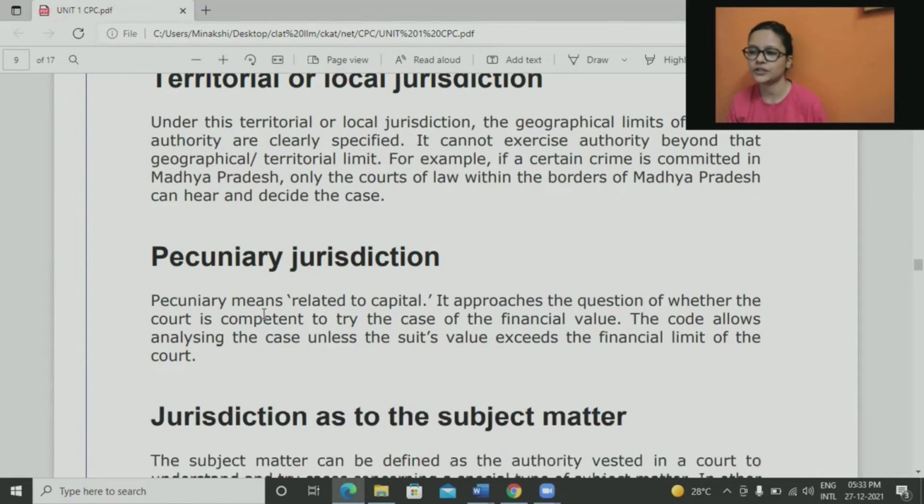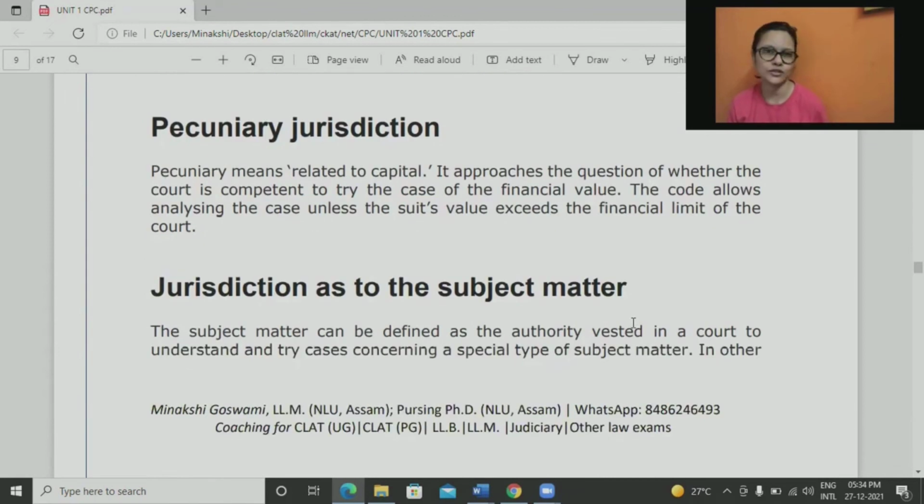Another one is pecuniary jurisdiction, which is related to the capital. It approaches the question whether the court is competent to try a case of that financial value. Like we have the Suit Valuation Act, right? So what is the value of that case? Is the concerned court where parties have approached having pecuniary jurisdiction to try a case of that much financial value or not? If the court is having that, it will be a court having the right jurisdiction. If not, that is not the right court to approach.